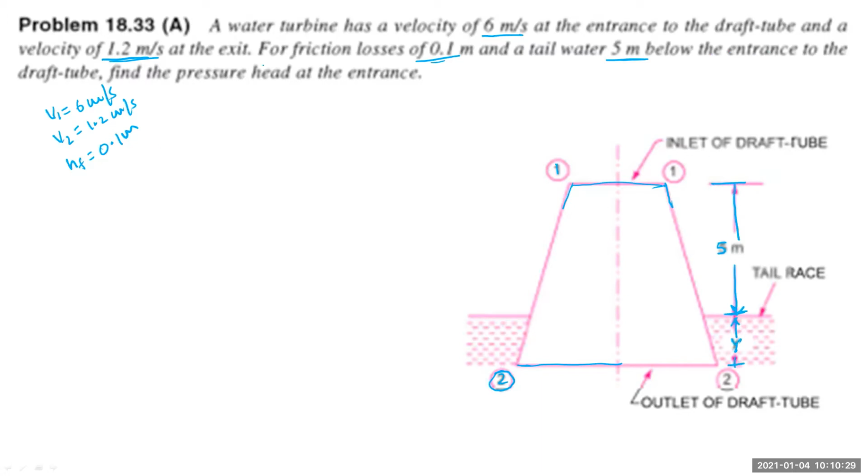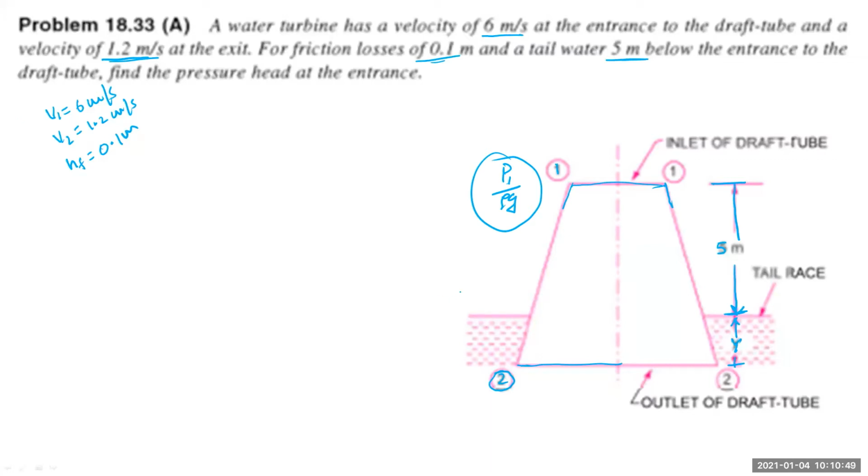Okay. Now find the pressure head at the entrance of the draft tube. So in the question, it is asking for your P1 upon rho g. What will be the value of P1 upon rho g? So we will apply the Bernoulli's equation at your section 1 and your section 2. Input parameters we have written over here.